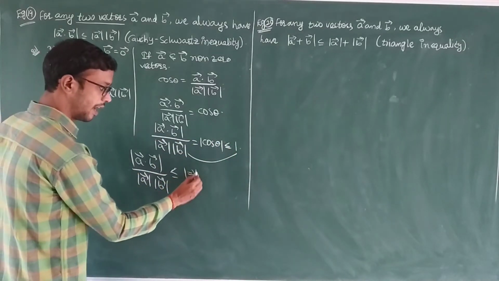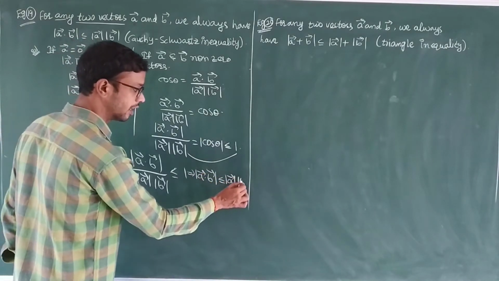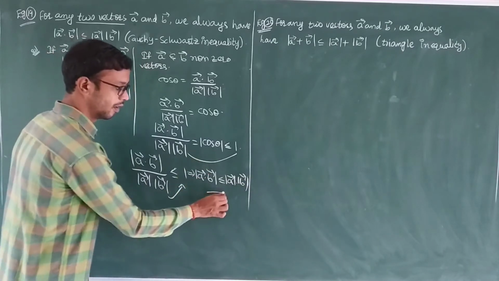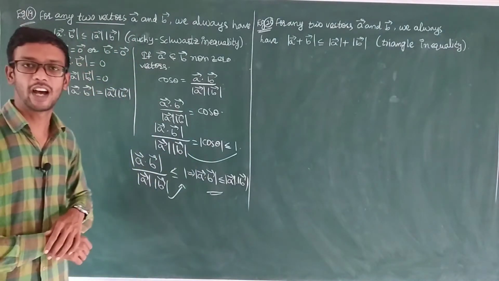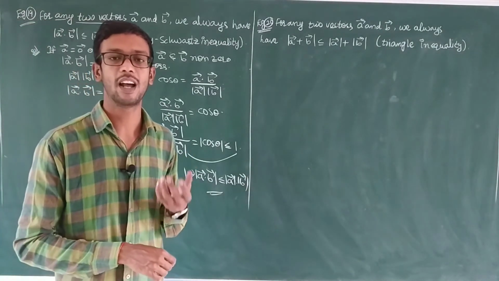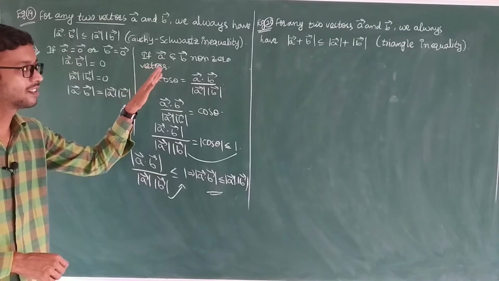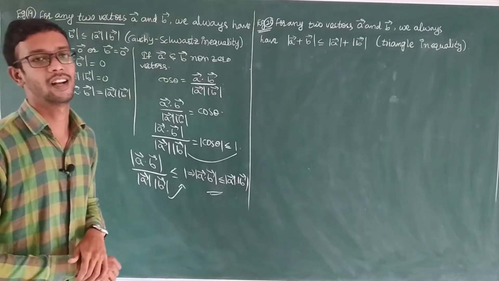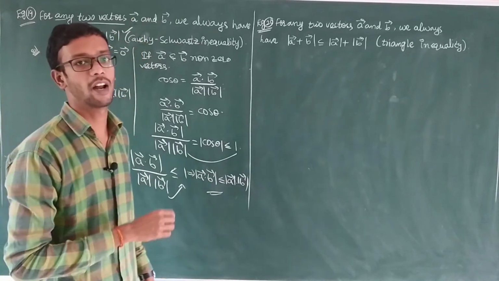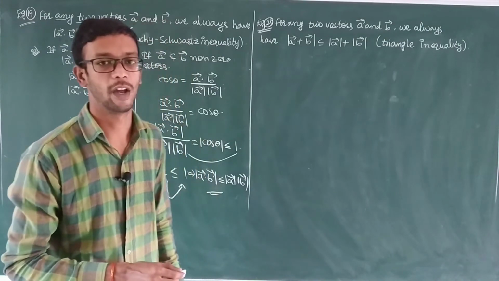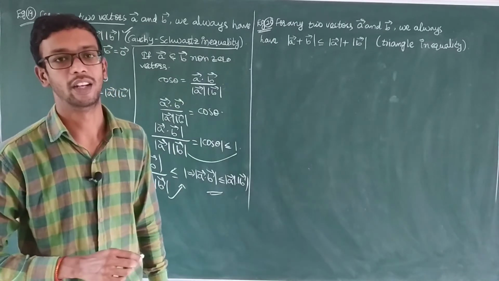Next, from this it implies magnitude of A bar dot B bar is less than or equal to magnitude of A bar into magnitude of B bar. So it is an inequality. It is equal when either A bar is a zero vector or B bar is a zero vector; equality holds. In the non-zero vector condition, you will get the less than or equal to. By these two we conclude that magnitude of A bar dot B bar is less than or equal to magnitude of A bar into magnitude of B bar. This is the Cauchy-Schwarz inequality.